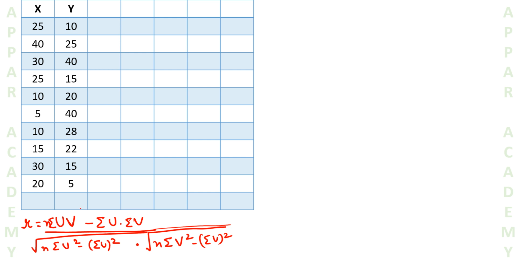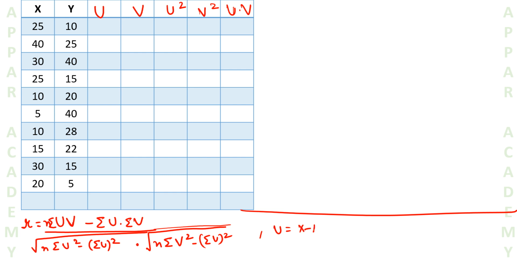So first of all we need to calculate u, then v, then u square, then v square, and then u into v. For this formula, we are just writing out the formula, and the calculations we'll do above, where u is equal to x minus a upon h, and v is equal to y minus b upon k.